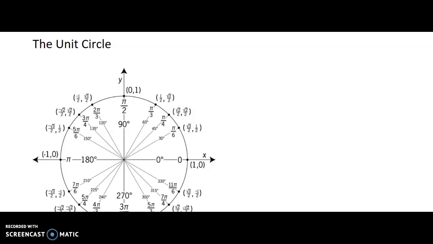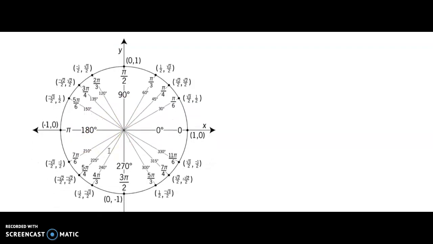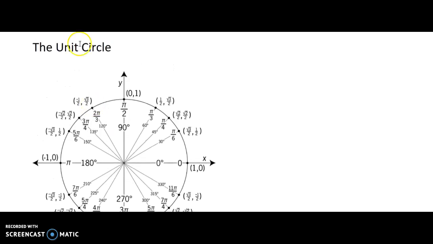Hello guys, today we're going to learn about the unit circle. As you can see right here, this is the unit circle, and it looks like a lot put into one little circle, but it is very helpful to help us learn about the sine and cosine functions in the future for trig. The unit circle is actually created through a bunch of little triangles.